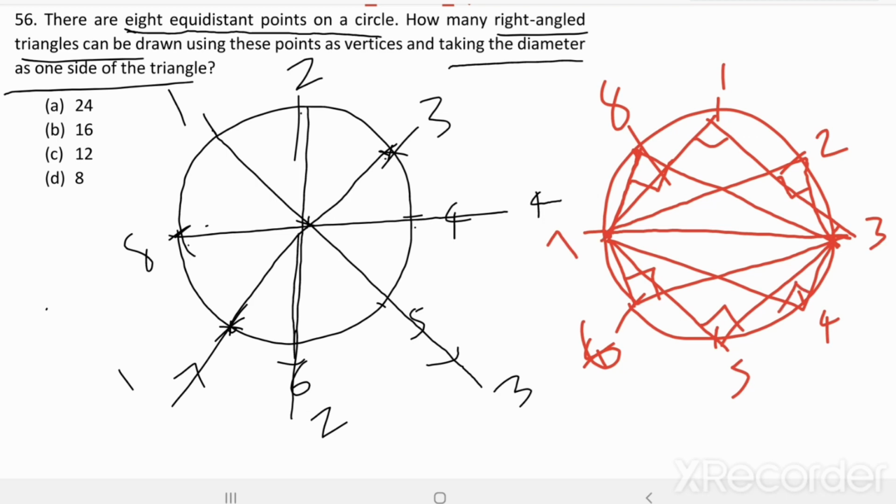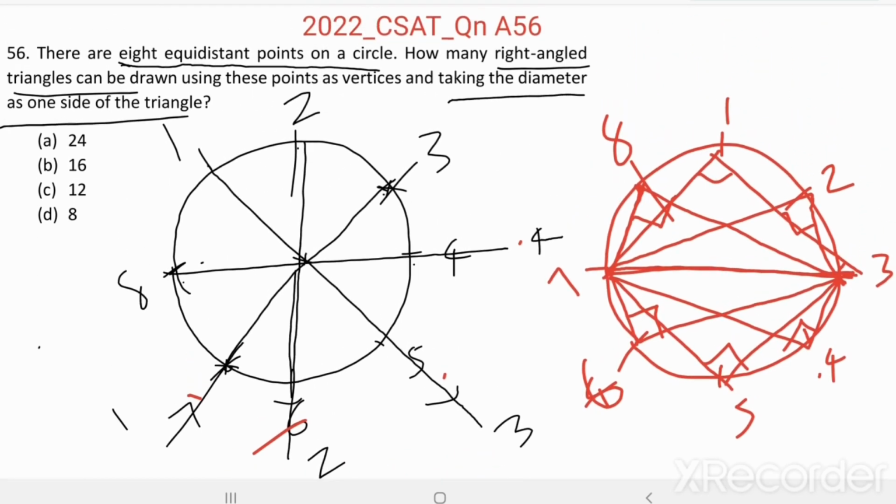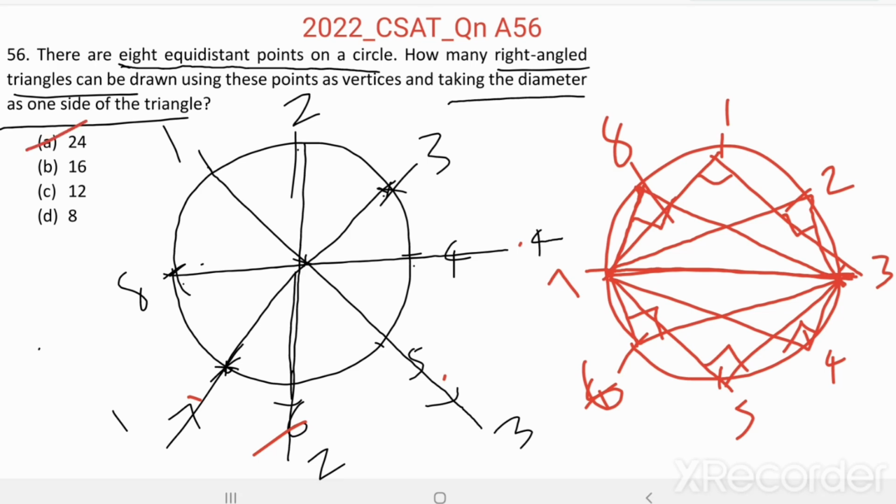So from one diameter, using the other points as the third vertex, we get 6 right-angled triangles. There are 4 diameters, and from each diameter we get 6 triangles. Then 4 into 6, there are 24 right-angled triangles. Option A is the right answer.